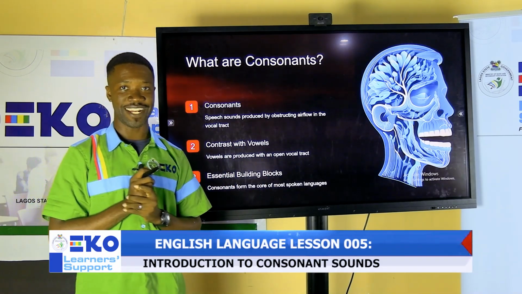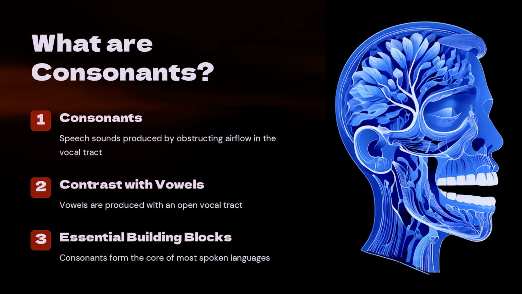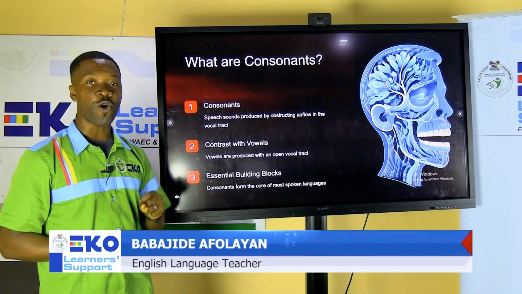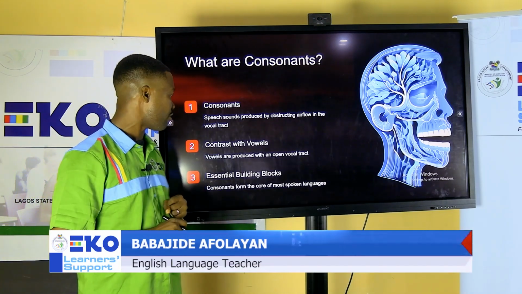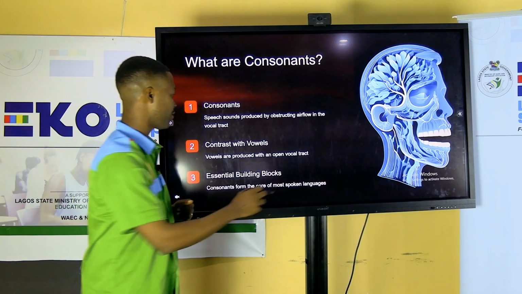What are consonants? Consonants are speech sounds produced by obstructing airflow in the vocal tract. Consonants also contrast with vowel sounds, because vowels are produced with open vocal tracts. And lastly, consonants form the core of most of our spoken language.